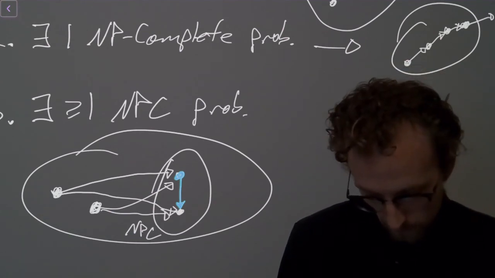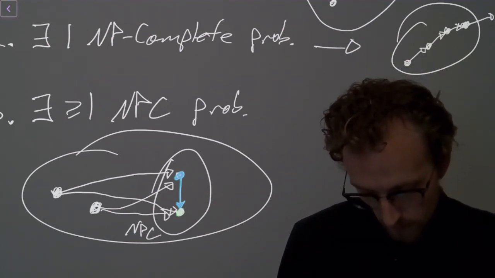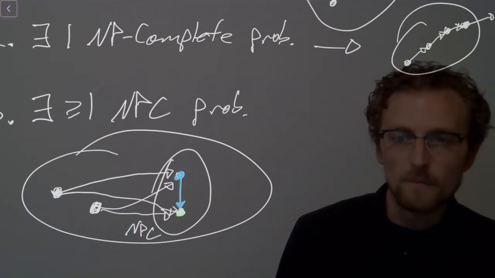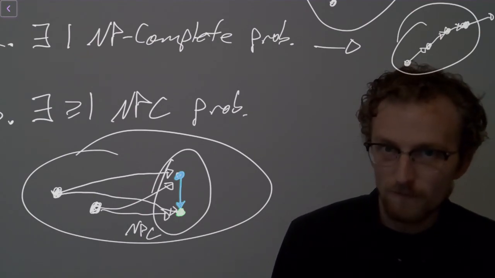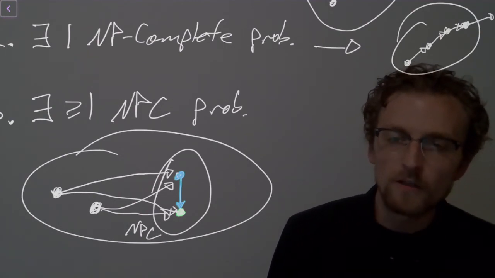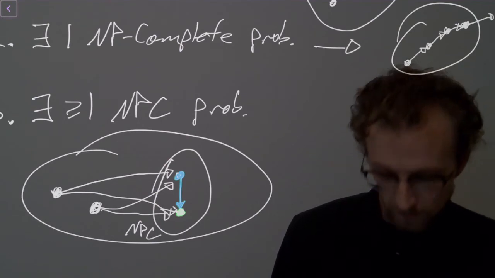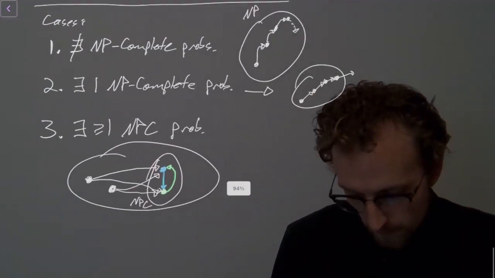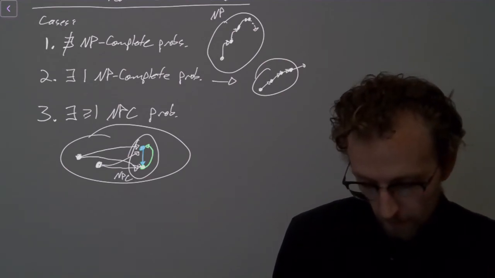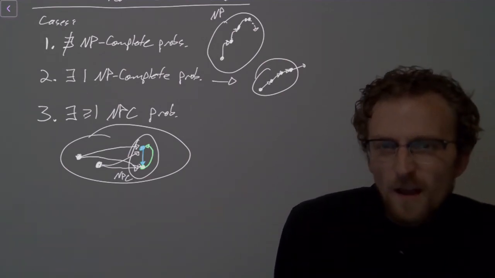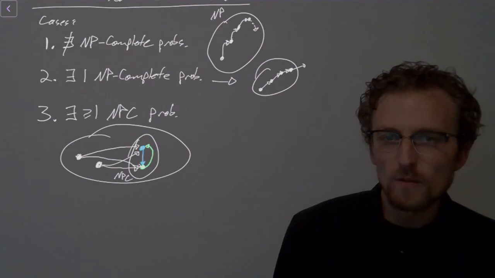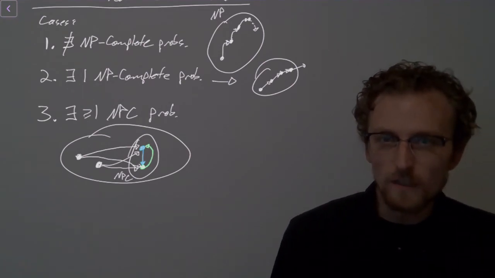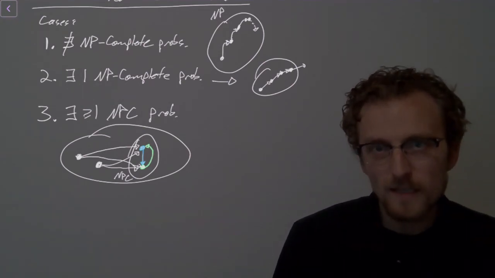Likewise, if this one is NP complete, then that means that it's in NP by definition, which means that it is polynomially reducible to any other NP complete problem. Okay? So if there is more than one NP complete problem, then it turns out that every NP complete problem is in some sense equally difficult, right?